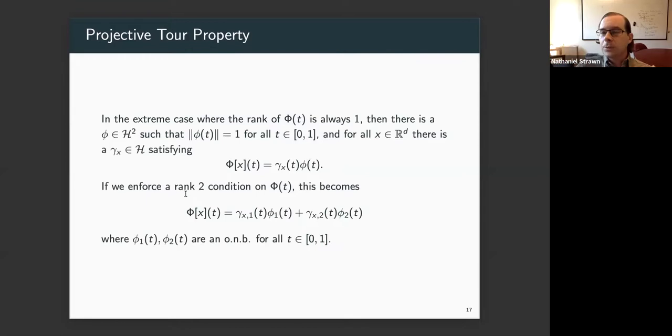But if you enforce the rank 2 condition on phi of t, right, that means that at every single time slice, you have kind of 2 degrees of freedom that you can take on, right? So that is, you have phi 1 of t and you have phi 2 of t at that time slice. And therefore, phi x of t could be any linear combination of these guys, right? Whereas if I just had phi of t, they would have to live along one particular direction. That's it.